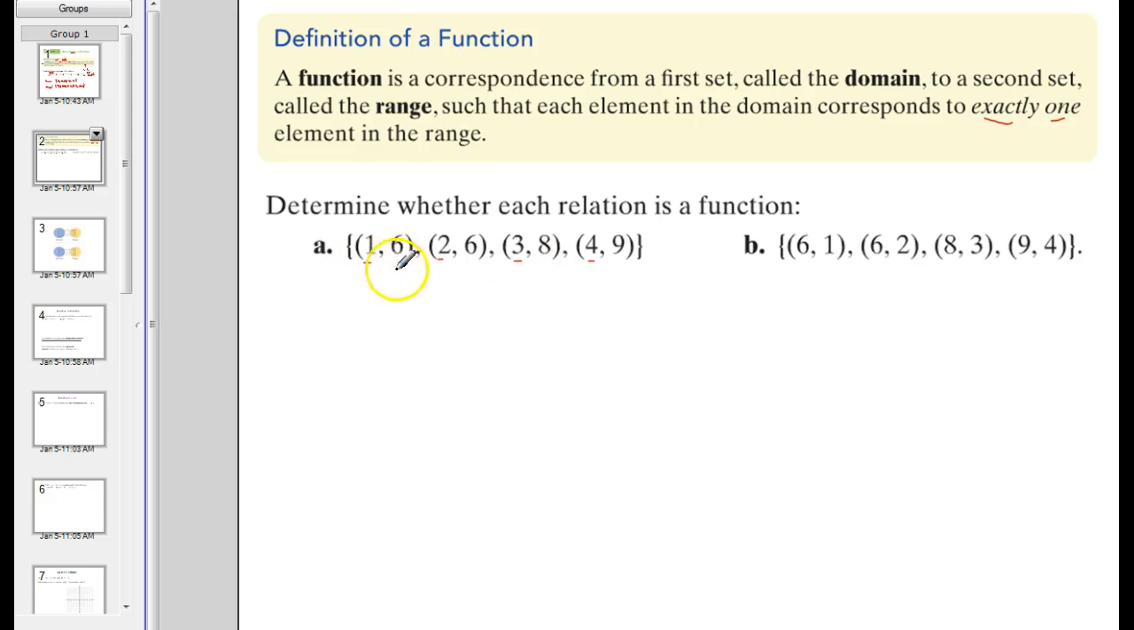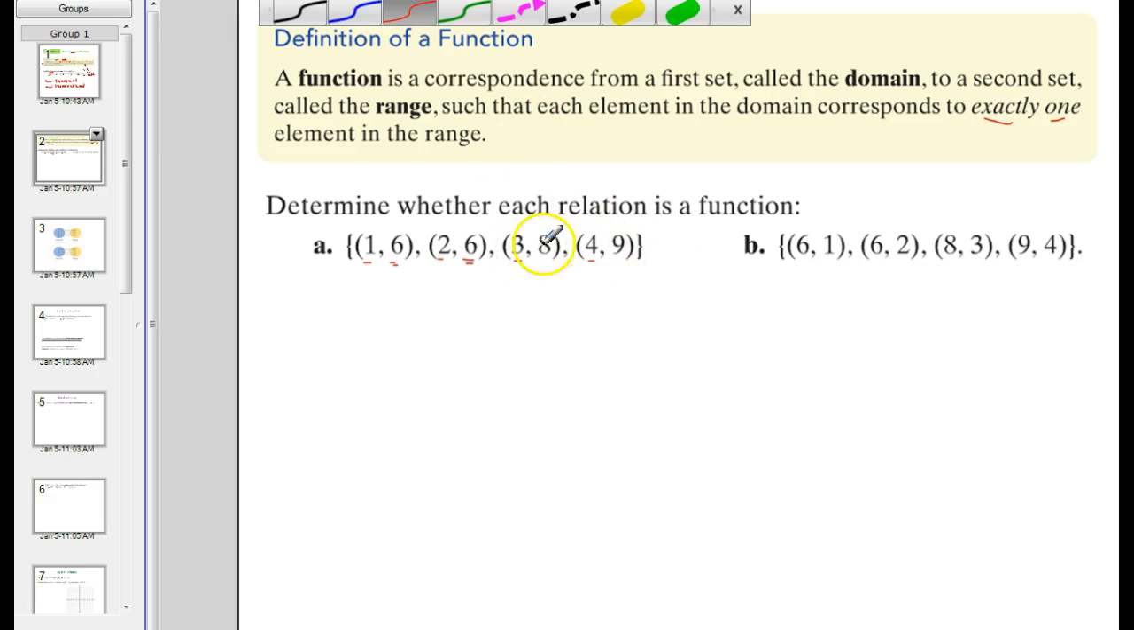Now, if you're looking at this first relation, you may be looking at this 6 being repeated here, and you may be thinking, well, that doesn't fit the definition. Well, it actually does, because each element of the domain, the 1 and the 2, still corresponds to only one element of the range. Meaning, the 1 only has one thing paired with it. The 2 only has one thing paired with it. There's no other 2 out here with, like, a 5 with it. The only time 2 shows up, it's paired with 6. It doesn't repeat and then get paired with something else. So because of that, this thing is a function.